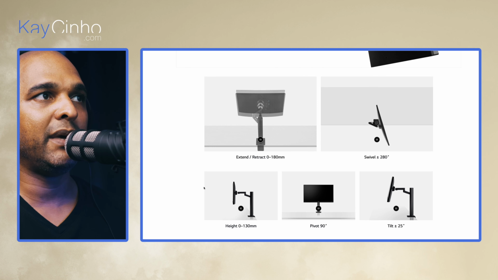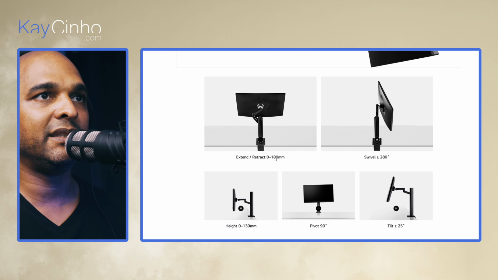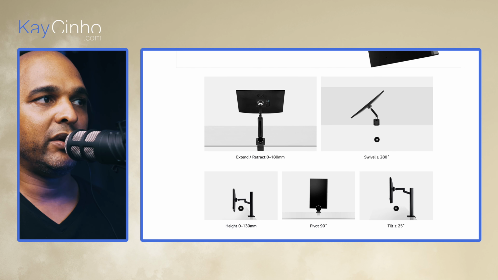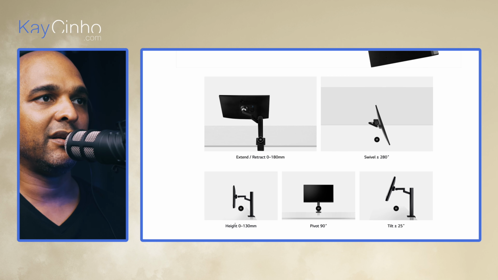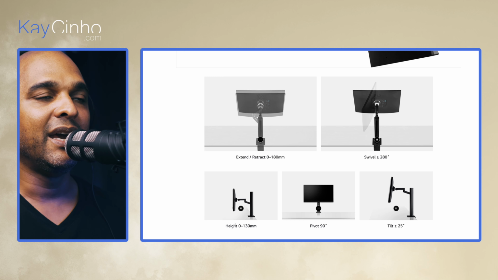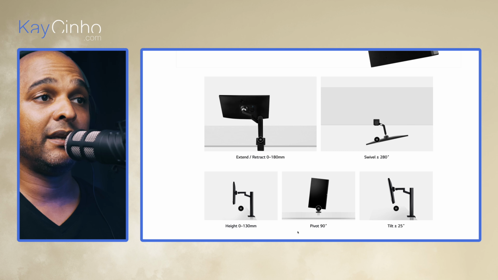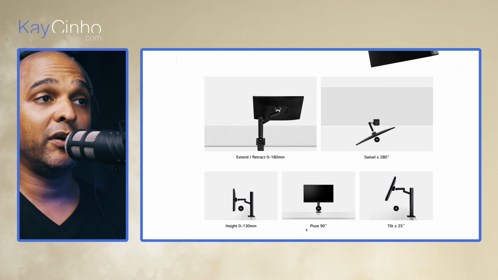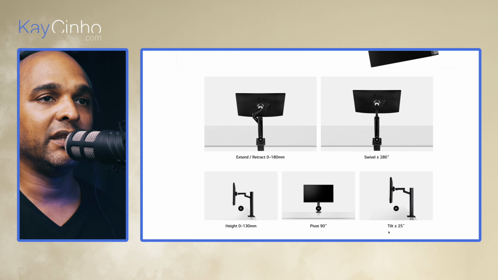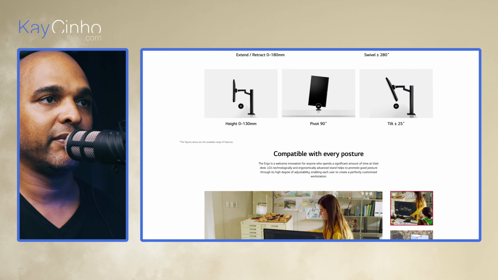As you can see here in the animation, you can retract it from 0 to 18 centimeters. You can swivel it 280 degrees. You can adjust the height, and it's really well done. It really feels sturdy, even though it's made out of plastic, but it really feels quality. You can pivot the screen 90 degrees. So if you're a developer and you want to see all your code, that's amazing. And you can tilt it up to 25 degrees.